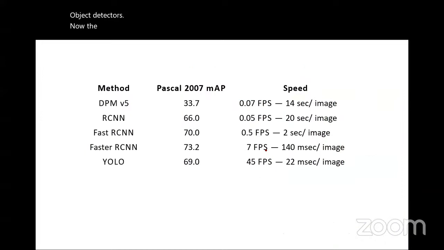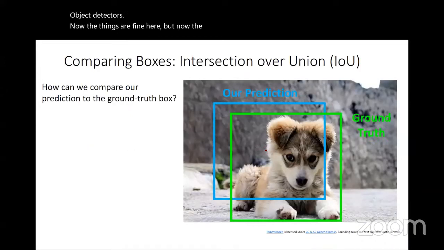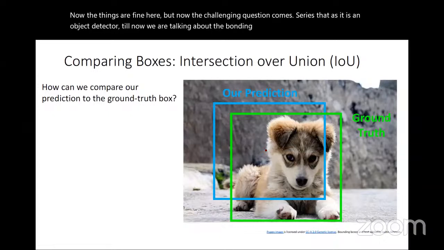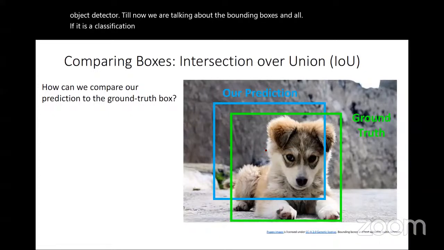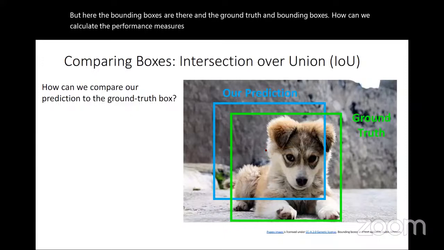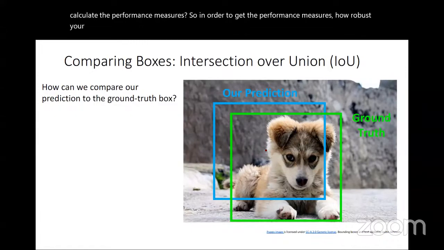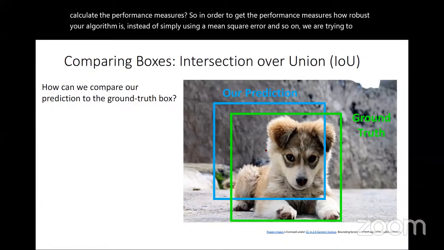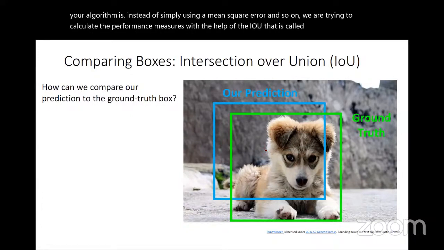Now the things are fine here, but the challenging question is, as it is an object detector, till now we have been talking about bounding boxes. If it is a classification problem, we can simply use some of the loss functions. But here the bounding boxes and the ground truth, how can we calculate the performance measures? To measure how robust your algorithm is, instead of simply using mean square error and so on, we calculate the performance measures with the help of IOU, that is, intersection over union.